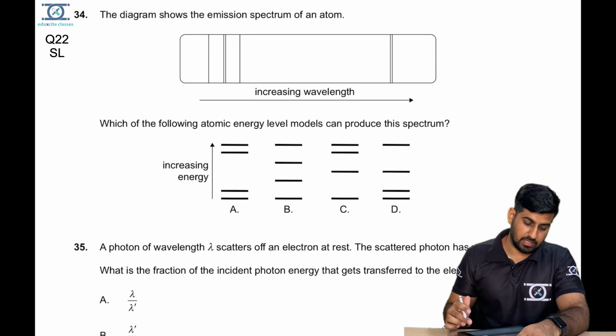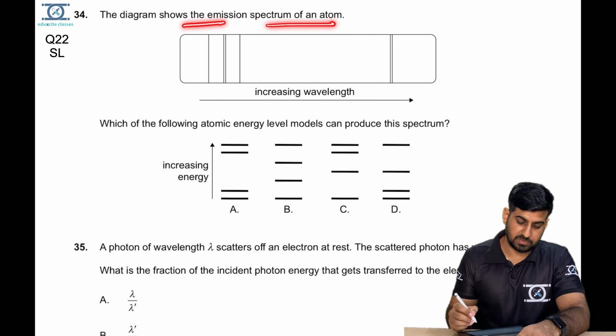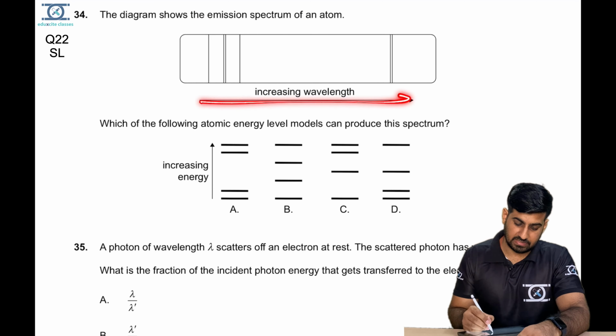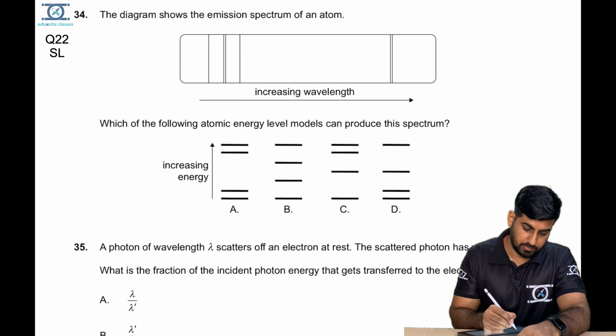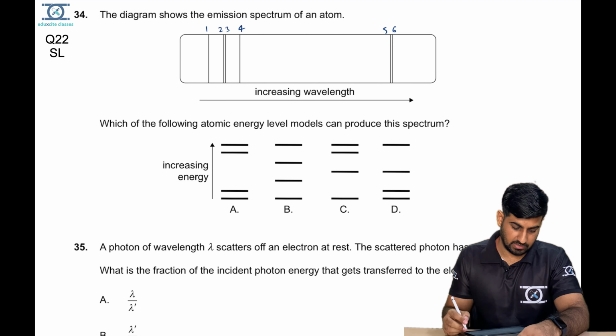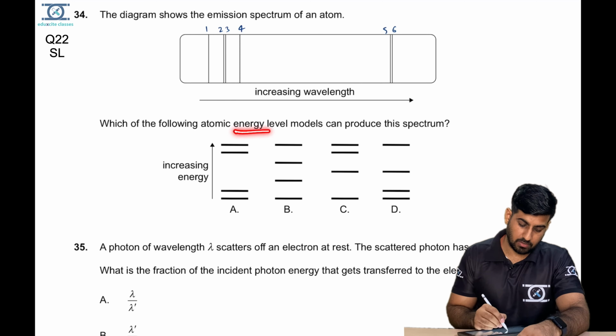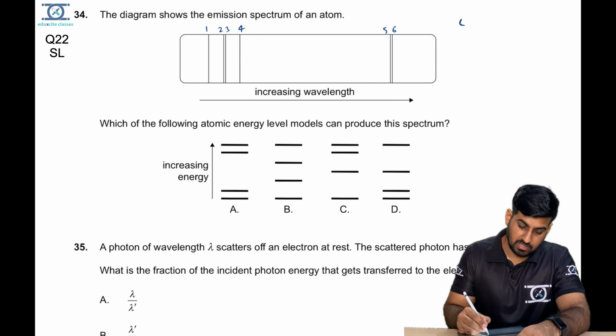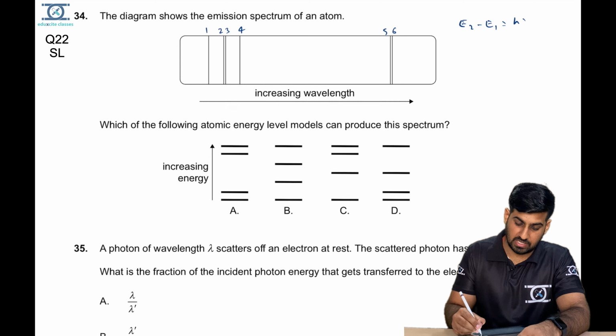Now this is very interesting. The diagram shows the emission spectrum of an atom. This is the increasing wavelength. Now if I number this 1, 2, 3, 4, 5, 6, emission spectrum lines are considered in this diagram. Which of the following is the energy level? So we know that E2 minus E1, the difference in the energy level, is equal to hc by lambda. So lambda can be written as hc over E2 minus E1.